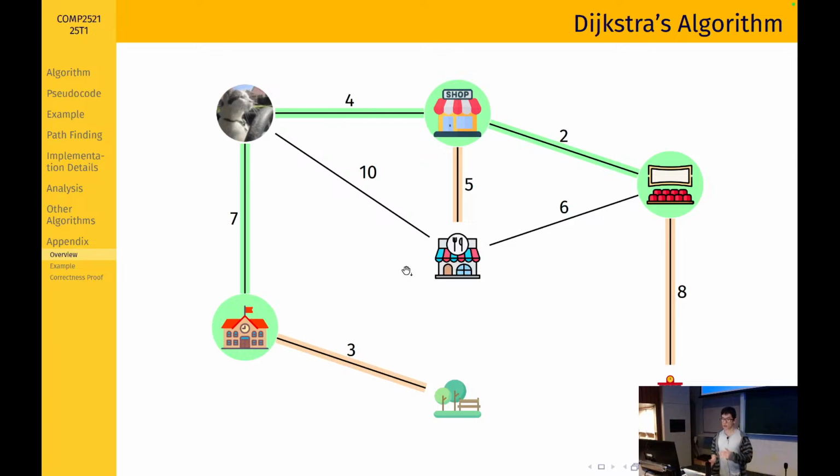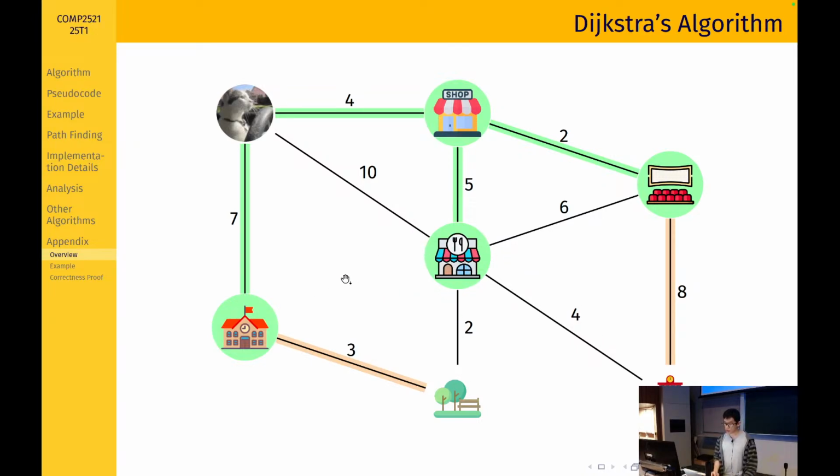Okay, and what's the next place that we visit? Yeah, so it's going to be the diner, right? Because out of the 3 remaining places that we have yet to visit, it's the cheapest one, right? So 4 plus 5 is 9. So we're going to explore the diner, and we see that it has 2 extra edges, so 1 to the park and 1 to the station.